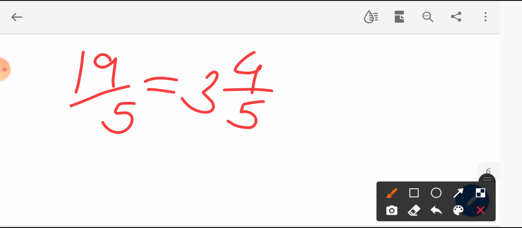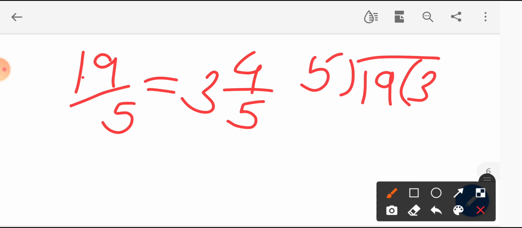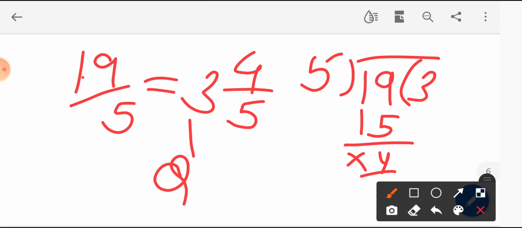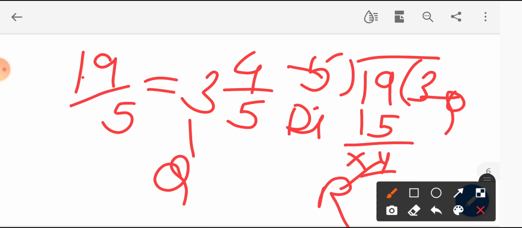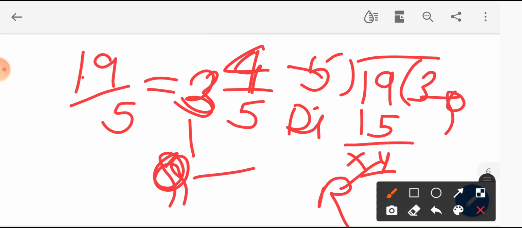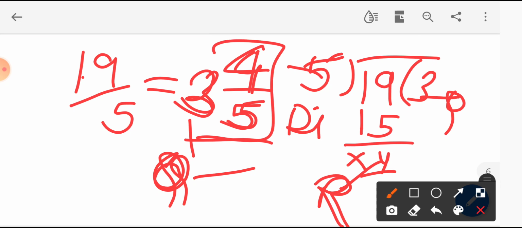The only simple way is that you have to divide 19 by 5 like this. So 5 3s are 15, and the remainder is 4. So in the middle you have to write the quotient, meaning this is the quotient, this is the remainder, and this one is the divisor. So in place of the middle part you have to write the quotient, as the whole part. Then in place of the numerator you have to write the remainder, and the divisor 5 you have to write in place of the denominator. So like this you can change any improper fraction into a mixed fraction.